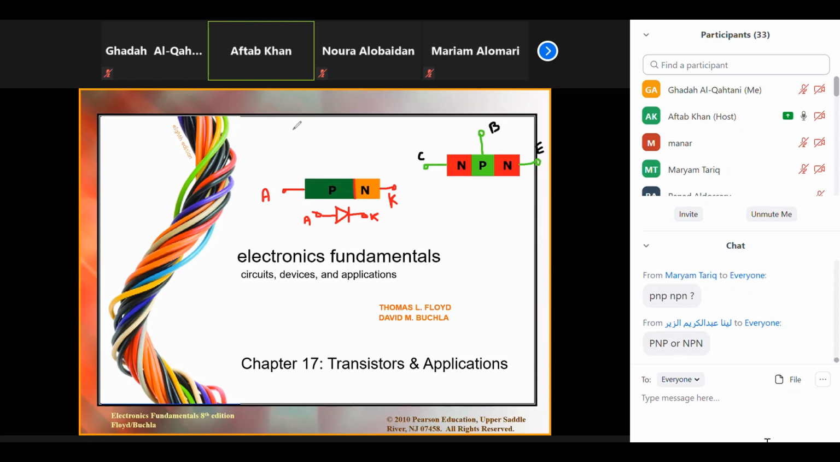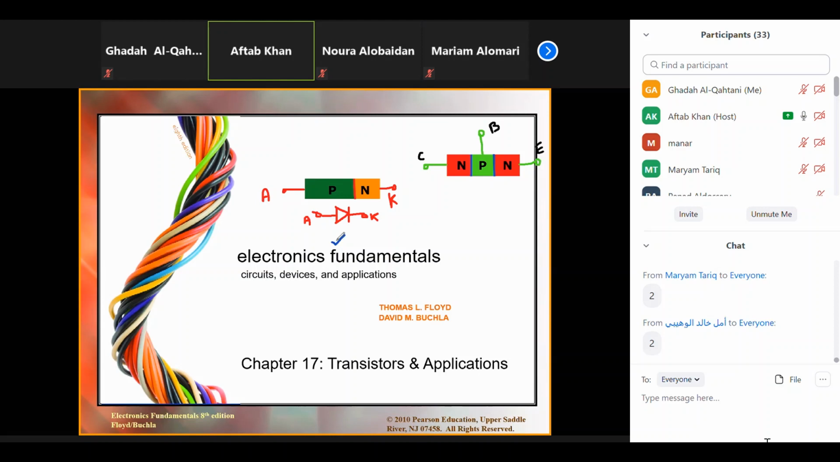Now you can also see how many junctions there are. Can you check it? How many junctions are there? If you check, you will find there are two junctions. One is here and another one is here, right? So it means it can behave like two diodes connected back to back. We have already seen the concept of how the diode works. A diode works in one direction only. And in order to operate a diode, we have to bias it. How to bias? Either it should be in forward bias or in reverse bias.